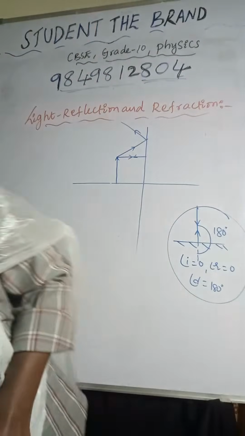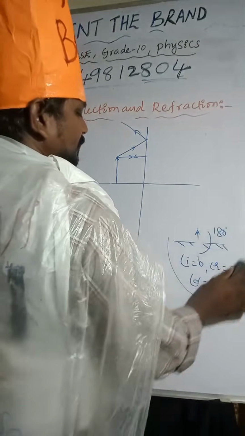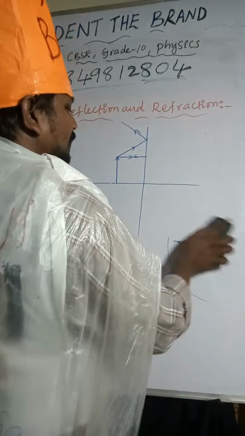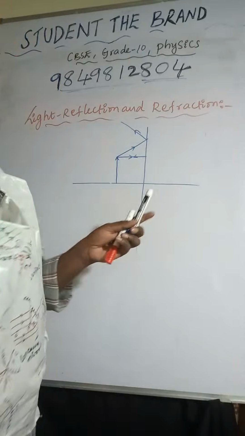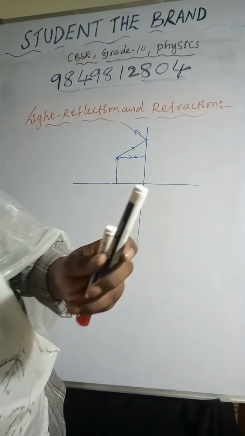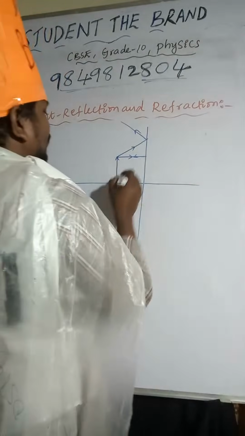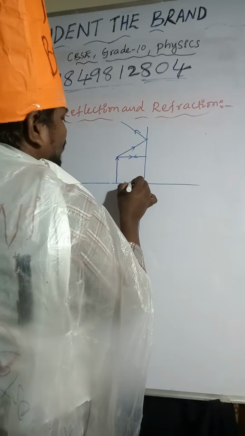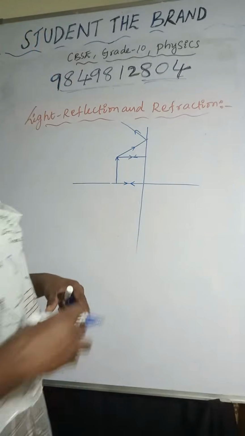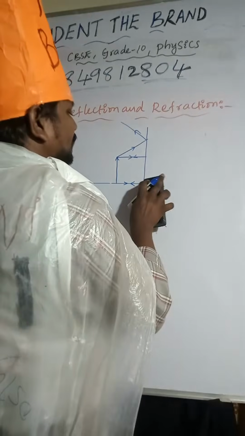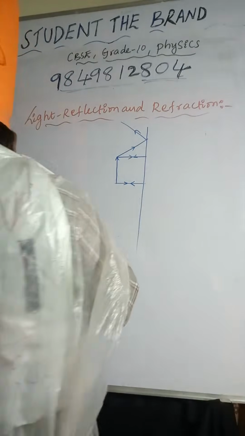Now we will discuss one more. Here you can observe the light ray is passing along the normal line, so it moves like this, and I am taking one more light ray like this. We can arrange this because a virtual image will form, right? So I am taking the virtual image.